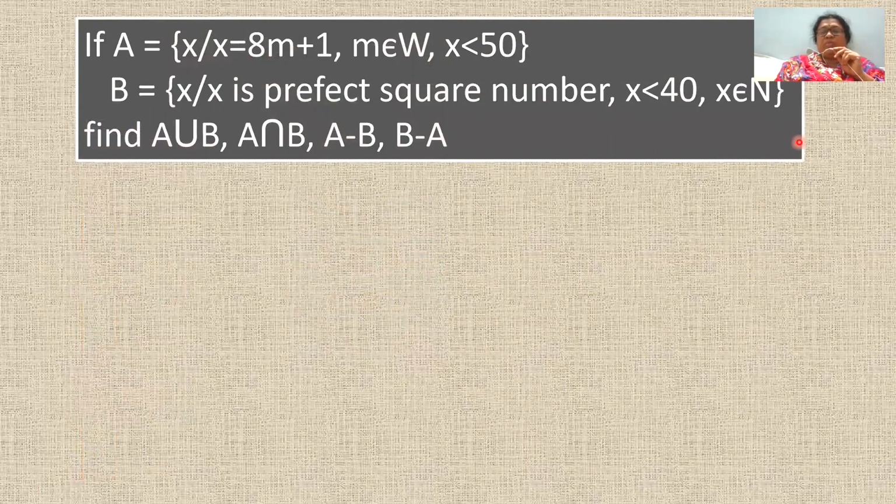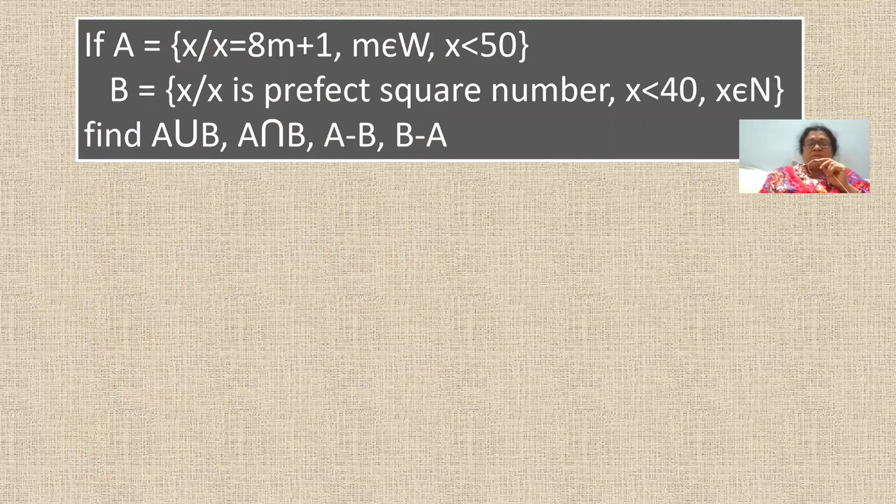Now we'll take one problem. This is a 4 marks question. Look at how they have asked it. The set A is given in set builder form: x such that x is equal to 8m plus 1, where m belongs to W. You have to know which number set W represents: W is the whole numbers, and they start from 0. That knowledge is essential while solving this problem. And x is less than 50.